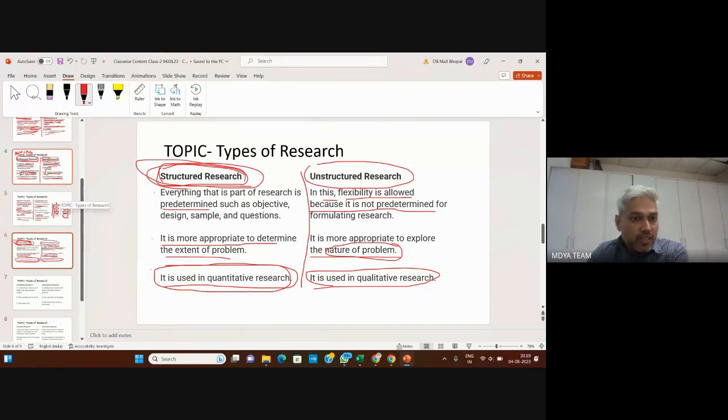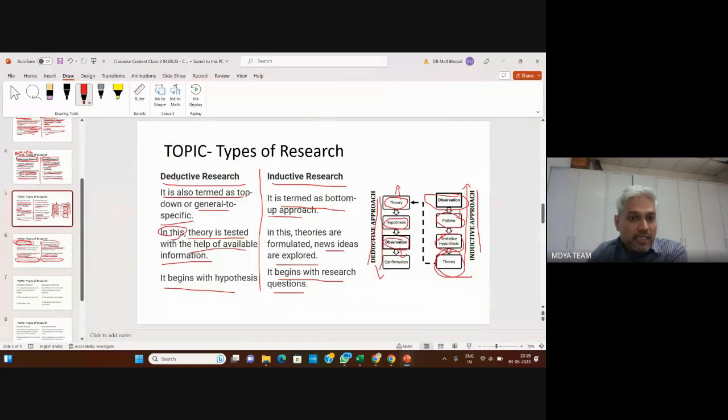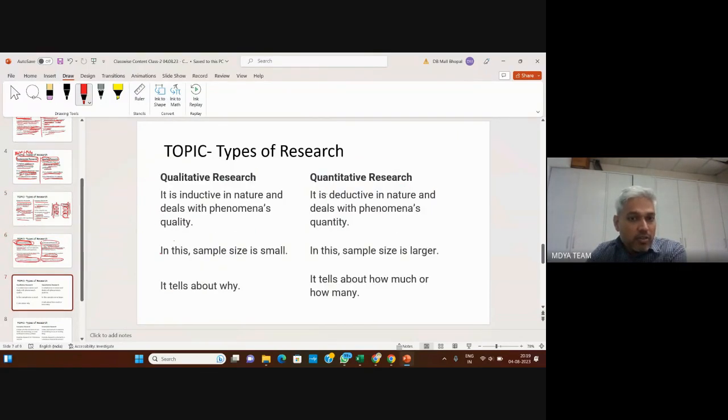So we have learned three. First is fundamental and applied, second is deductive and inductive, and third slide says structured and unstructured. Now what does this slide say about qualitative research and quantitative research? See, what is qualitative research? It is inductive in nature and deals with the phenomenon's quality, right?